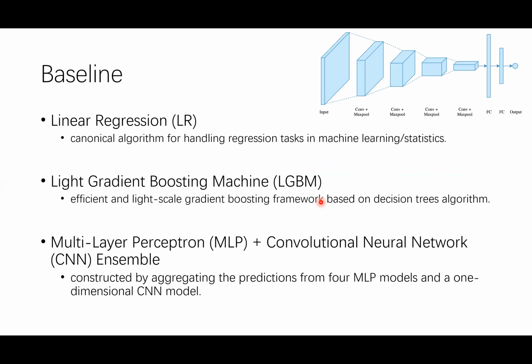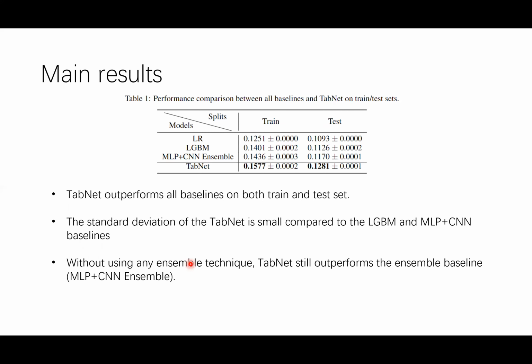And here are the baselines we use to compare with the TabNet. One is a linear regression, the other is a light gradient boosting machine. And the final one is the MLP plus CNN ensemble. And the main results are shown in this table. All results are obtained by 3 repetitive experiments under 3 different random seeds.